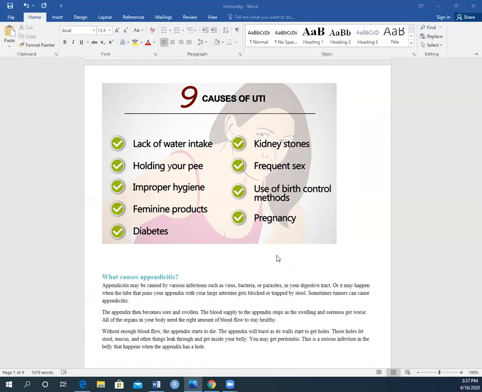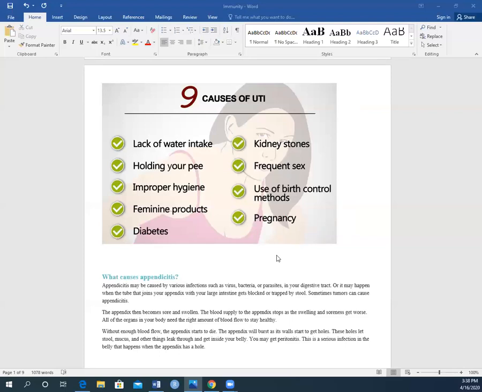Improper hygiene. So after you've gone to the bathroom, if you wipe back to front, you can introduce the bacteria from the fecal matter to the area of your urinary tract. And so that's the reason when you're a little kid, they tell you wipe front to back so that you don't accidentally get any of those intestinal bacteria towards the urinary tract.